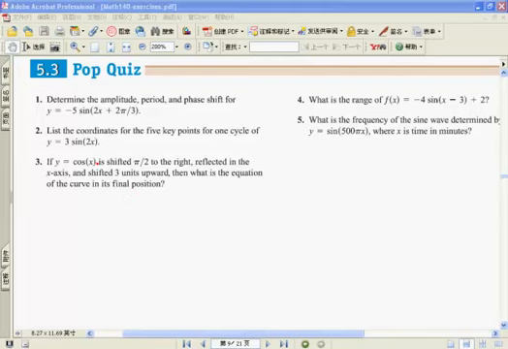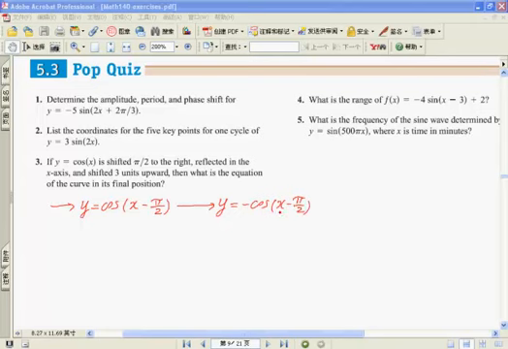So first, we shift y equals cosine x to the right by pi over 2, then we get y equals cosine of x minus pi over 2. Then you reflect this graph in the x-axis, then you get y equals negative cosine of x minus pi over 2.